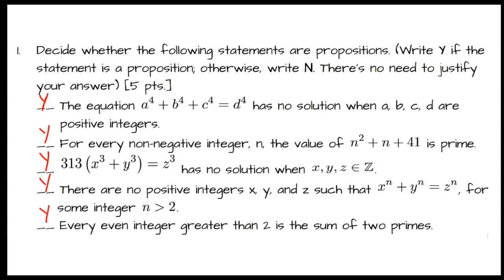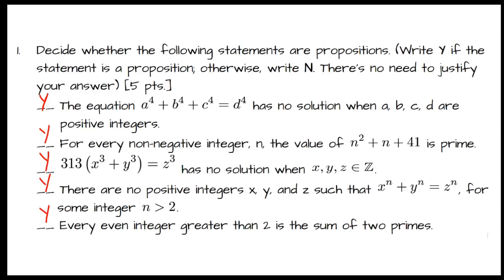So first is the equation a to the fourth plus b to the fourth plus c to the fourth equals d to the fourth has no solution when a, b, c, d are positive integers. This is otherwise known as Euler's conjecture.